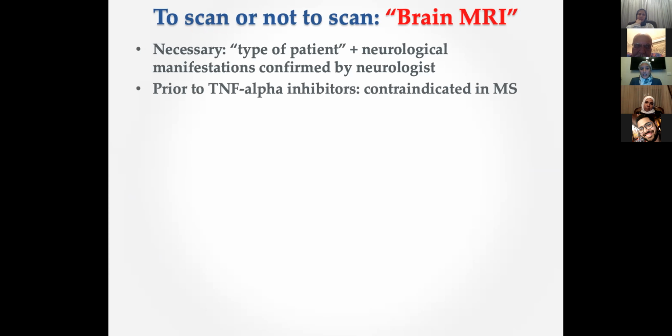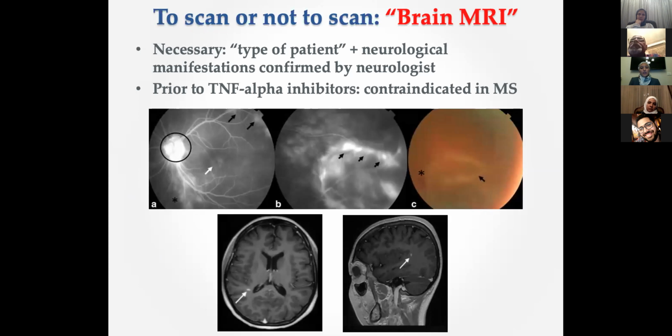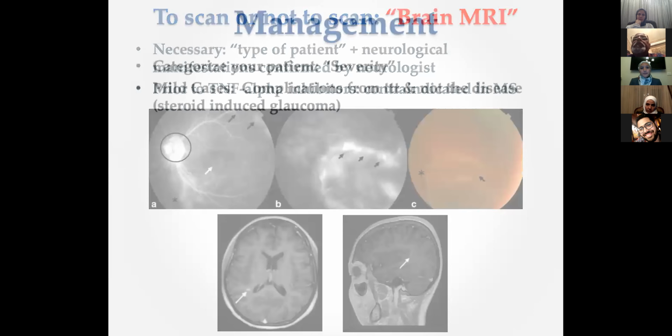And the second indication is prior to TNF-alpha inhibitors, which are the biologics such as adalimumab and infliximab, in cases that are very severe and not responsive to the initial therapies, because the biologics are contraindicated in MS as they increase the risk of demyelination. This picture is from the literature of 2 siblings having a family history of MS, and they both had intermediate uveitis, and upon brain MRI imaging, and they also had neurological manifestations, we can appreciate the presence of the ovoid periventricular demyelinating lesions.